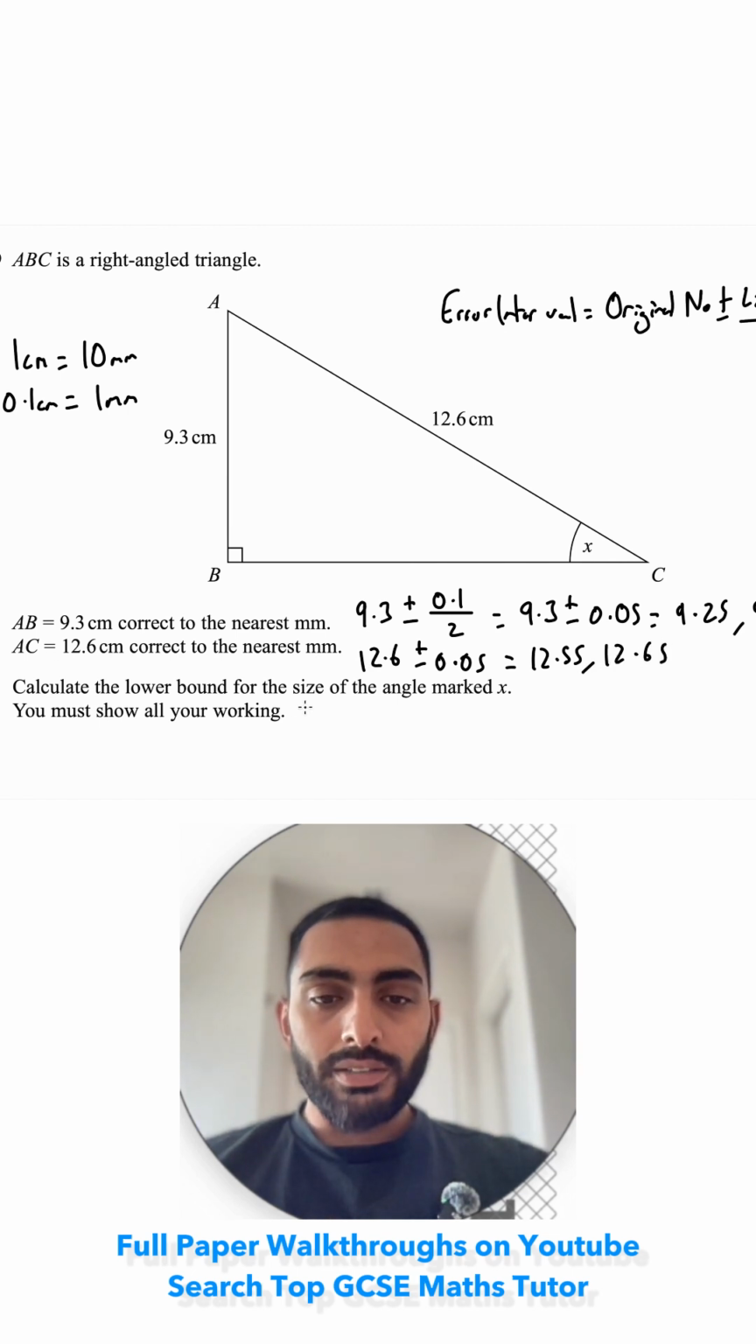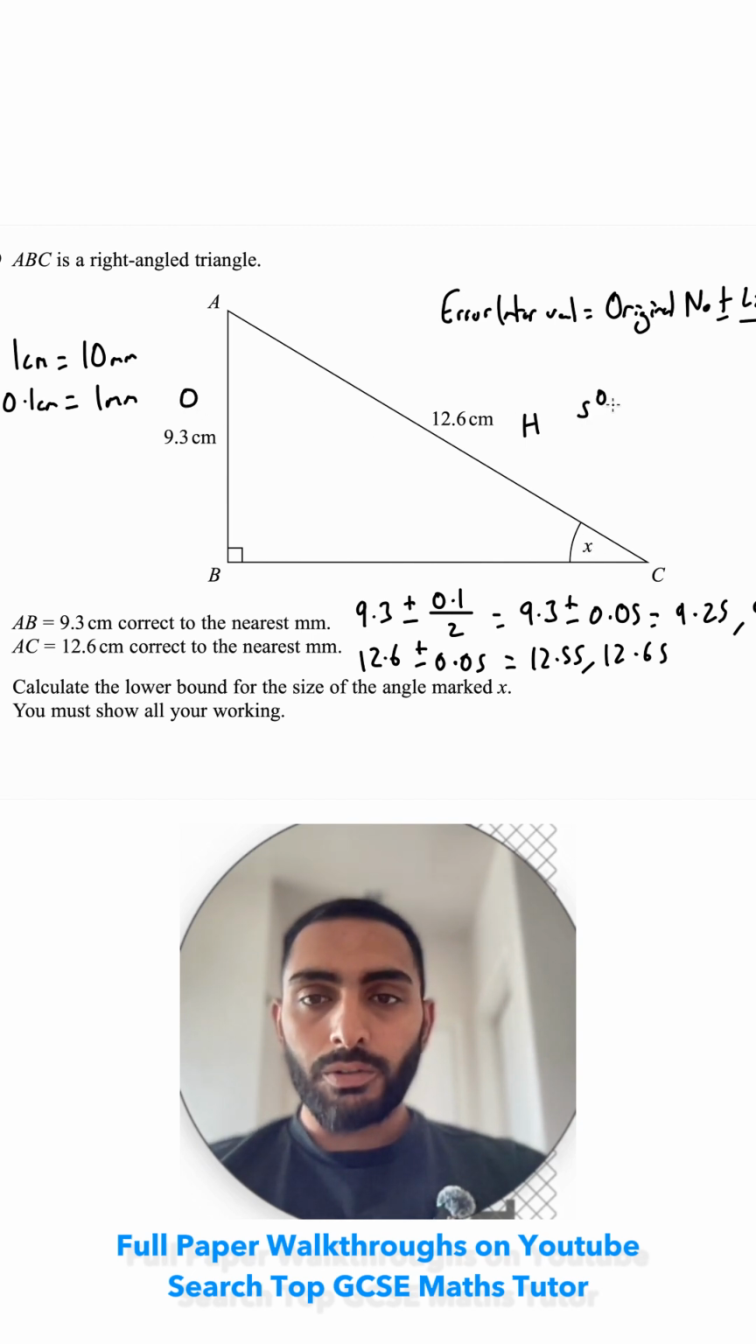Calculate the lower bound for the size of the angle marked X. I'm trying to find the smallest possible angle this could be. Show all your working. We know we're going to be using trig here. Let's first label our sides. We've got the side opposite the right angle, which is the hypotenuse. The side opposite the angle, which is the opposite. So I only need these two.